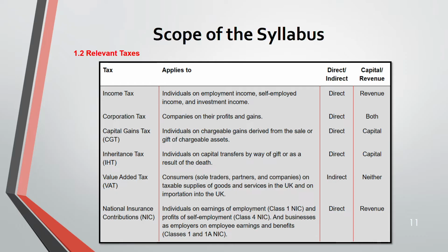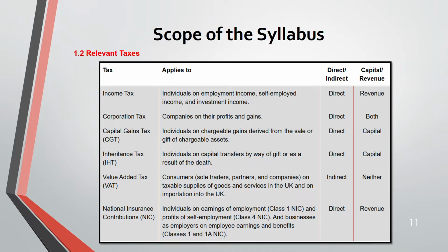Next, last, NIC. Earlier there was class 2 NIC. It is now removed from the tax syllabus. Now there is no class 2 NIC. Thank God. For self-employed, there is only one. And I will start with the employees. If you are an employee, you have to pay class 1 NIC. It is known as class 1. That is on your earnings. Whatever you have earned as an employee, on that you have to pay NIC.